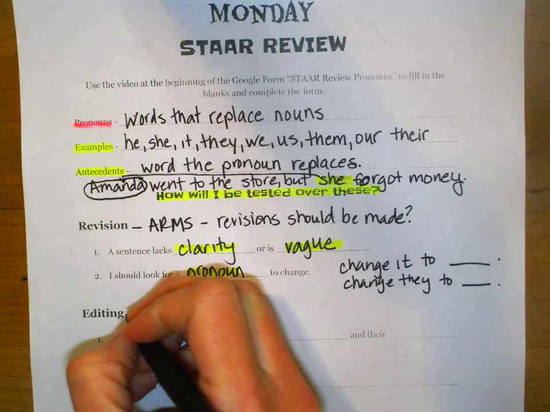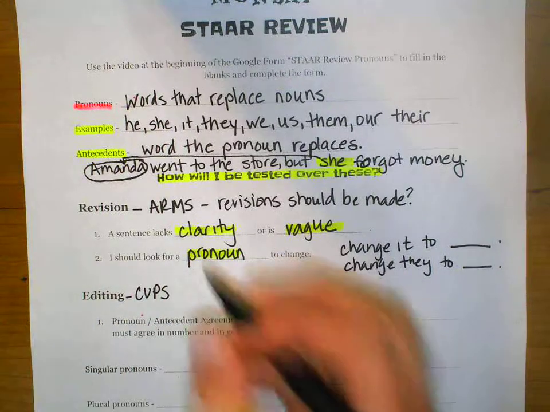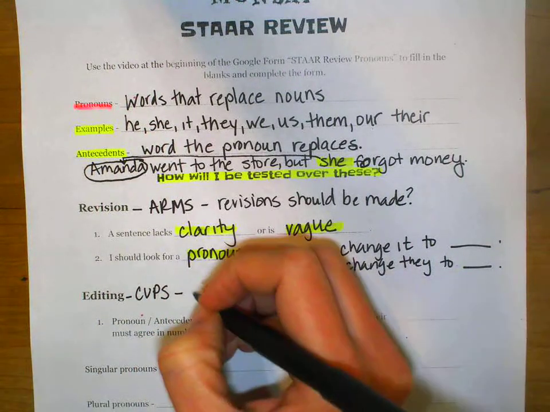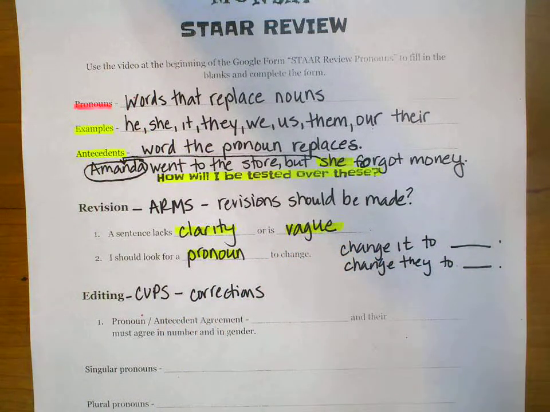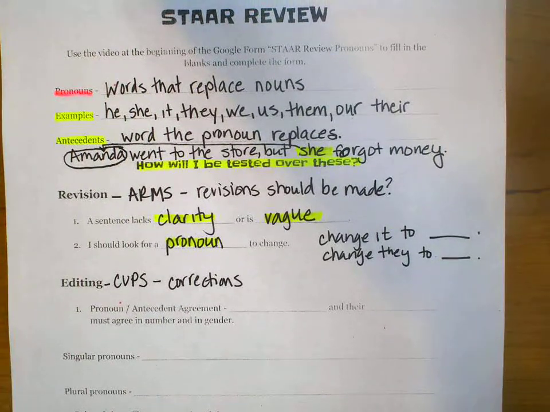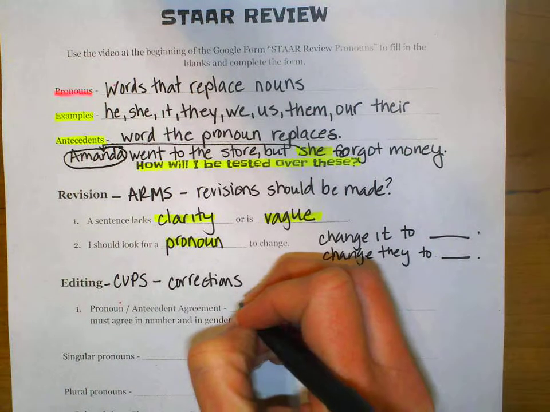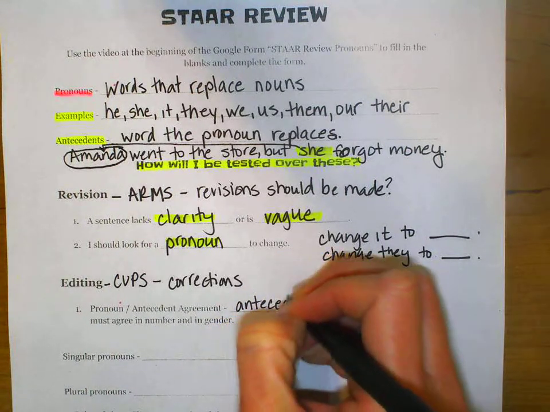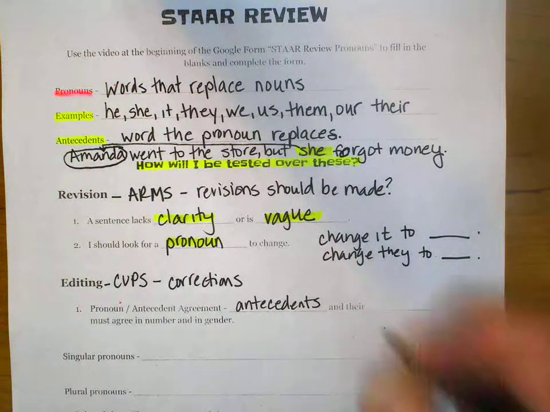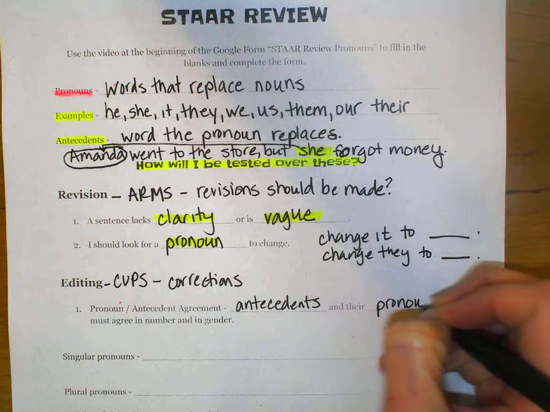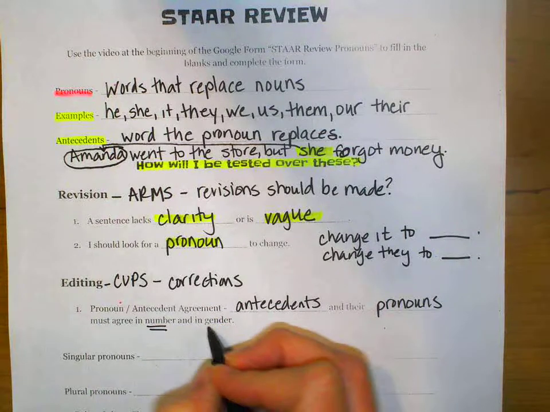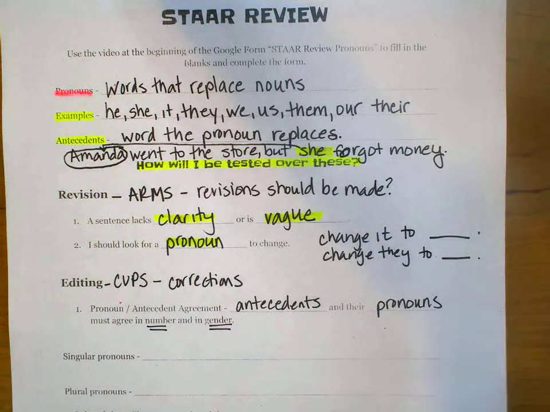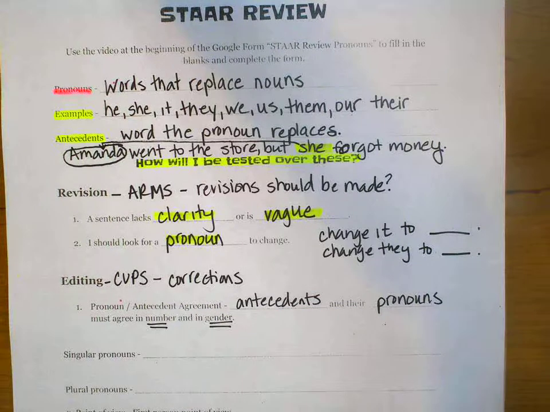In the editing, this is CUPS, capitalization, and I know that they're editing passages because in the directions it will say what corrections should I make. Okay? So pronoun antecedent agreement. That means that antecedents and their pronouns must agree in number and in gender.